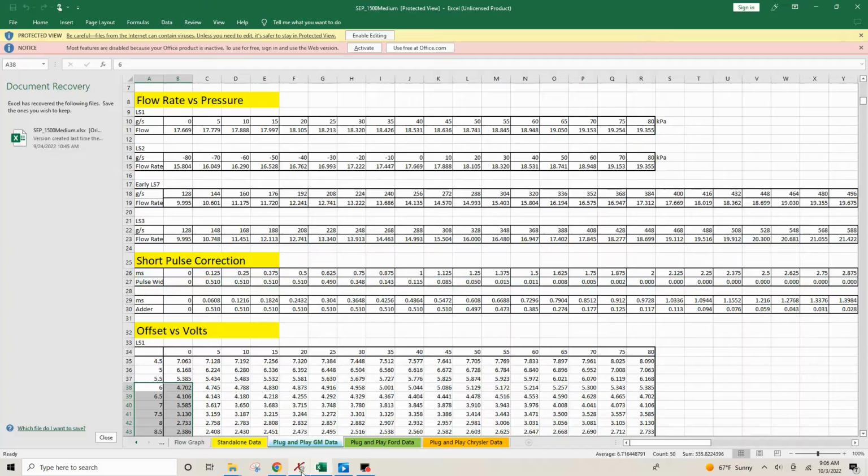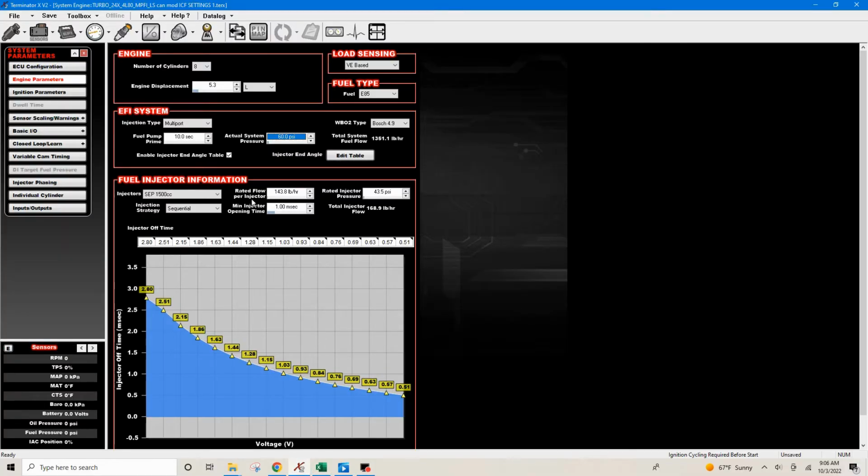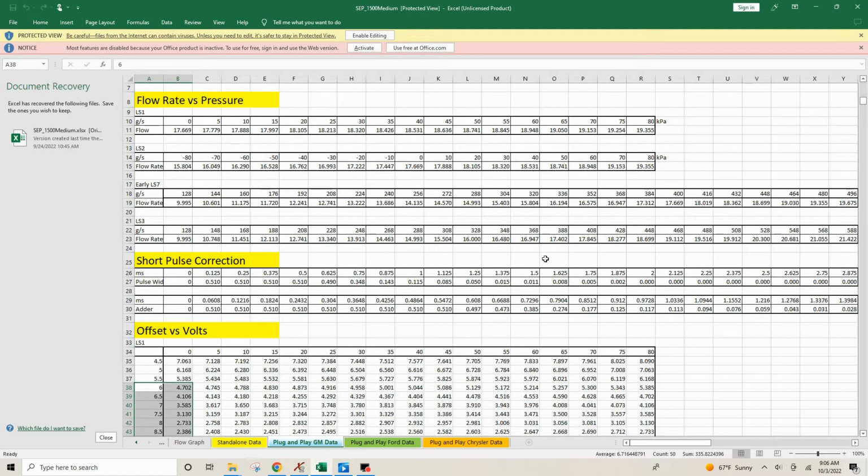So we need to find out the rated injector flow. I'm sorry, the rated flow per injector. Holley's saying that these are 143.8 pound per hour injectors, and we're going to be running our line pressure at 60. So we need to figure out what kPa is 60 psi, if this makes any sense.